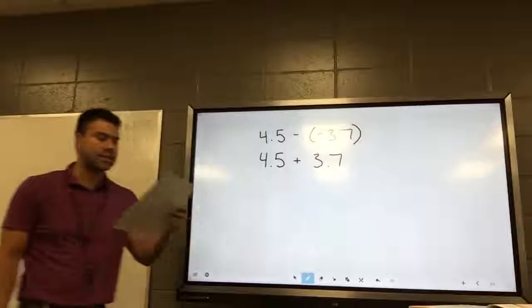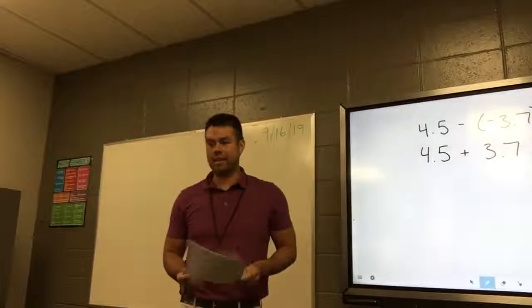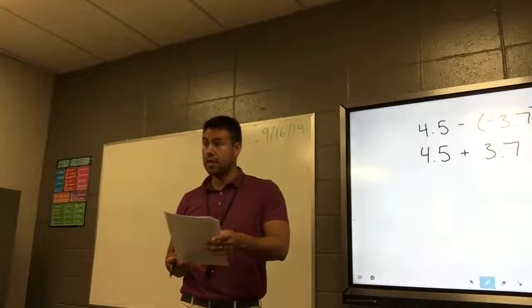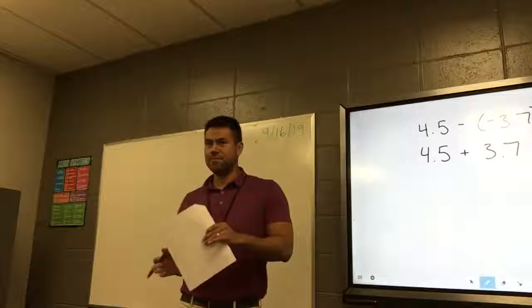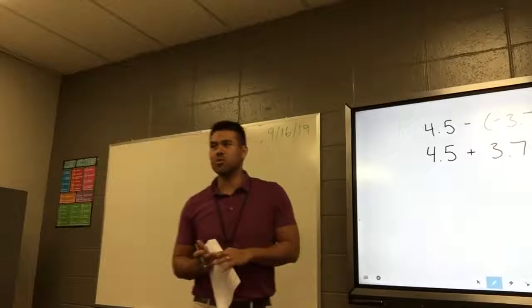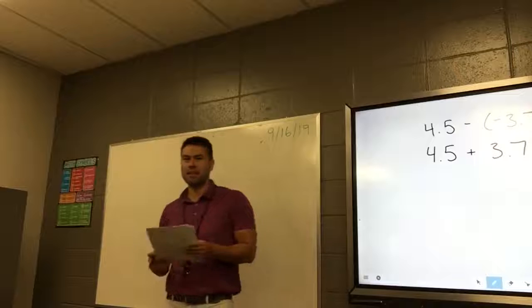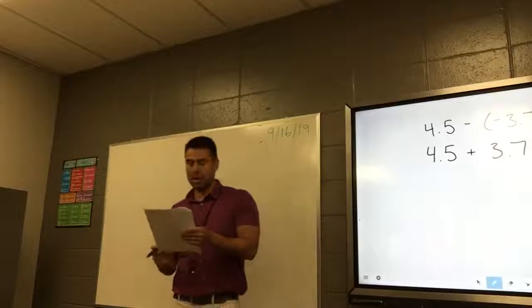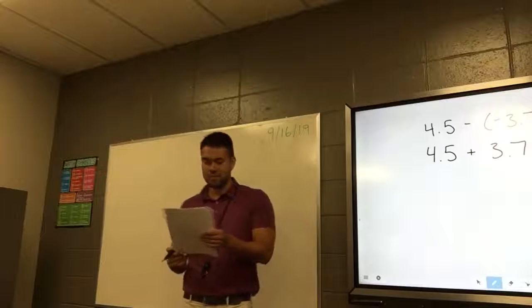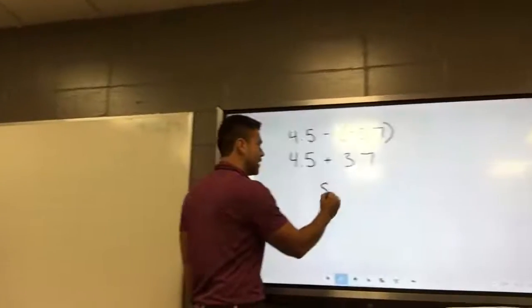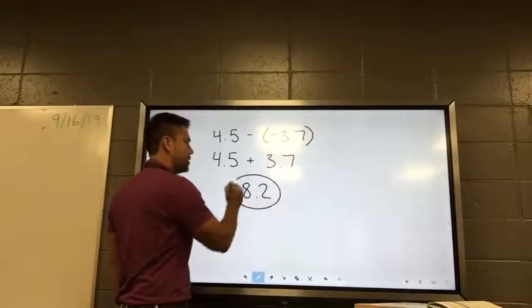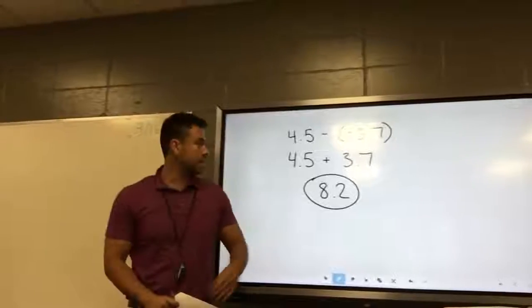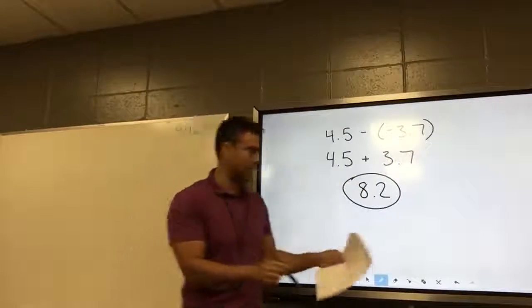I want to go ahead and get the answer from you guys, and then we'll move on. Sam has it. Marin, what'd you get? 8.2. Positive or negative? Positive. 8.2. Okay, let's line up the decimal points to get 8.2. All right, nice.